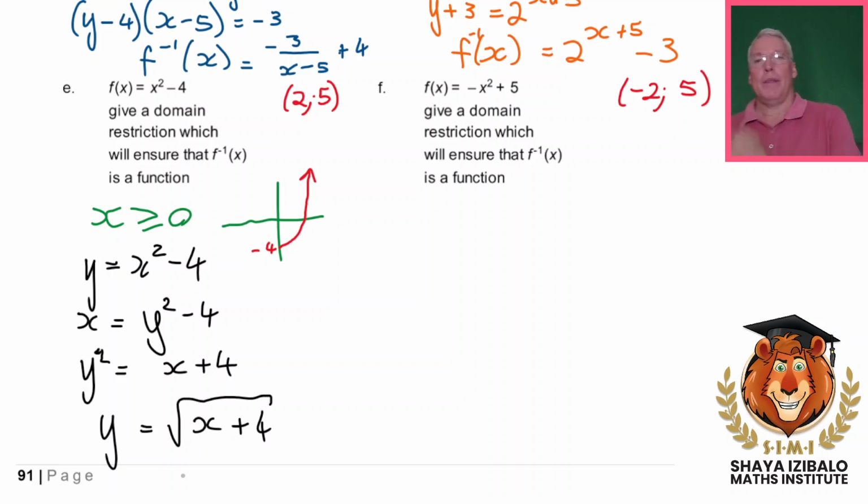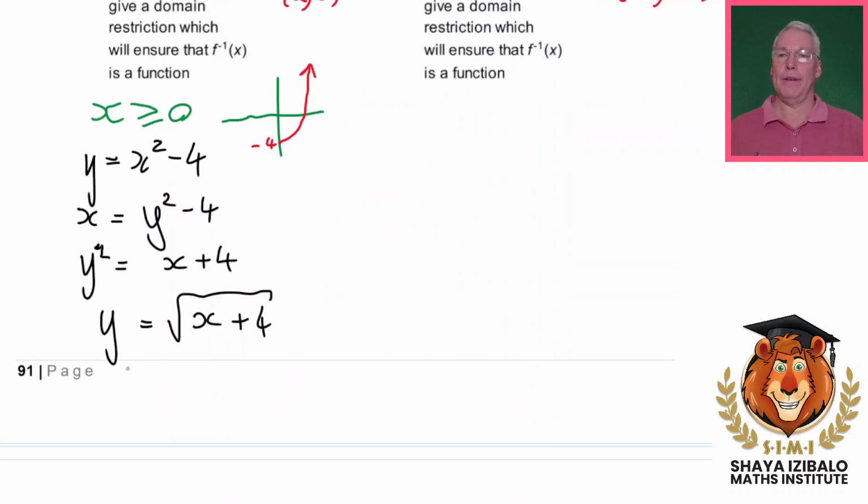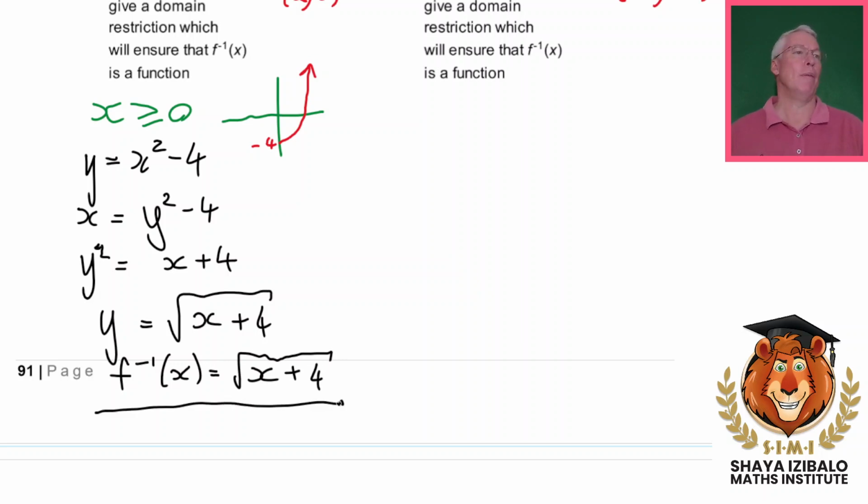Think about the domain of this was positive values only. So the range of this must be positive values only. And there's our answer. It's not quite our answer, in fact, because we should write it as f inverse of x equals the square root of x plus 4. We could have chosen the other half of the parabola. If we'd chosen the negative branch, then we'd have a negative in here, if we'd chosen the bit on the left-hand side of the y-axis.